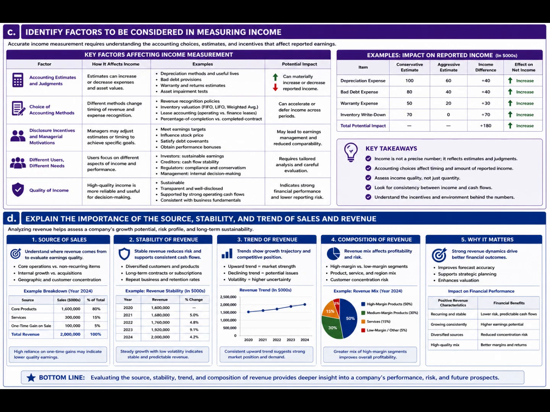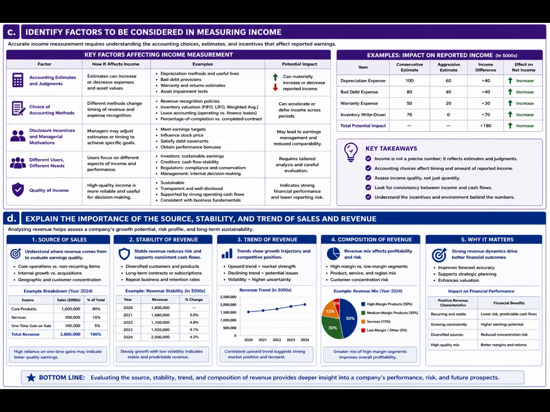C. Identify factors to be considered in measuring income. Income measurement depends heavily on accounting estimates and judgments. Depreciation methods, bad debt provisions, warranty estimates, and asset impairment decisions can significantly influence reported earnings. Choice of accounting methods affects comparability and income timing.